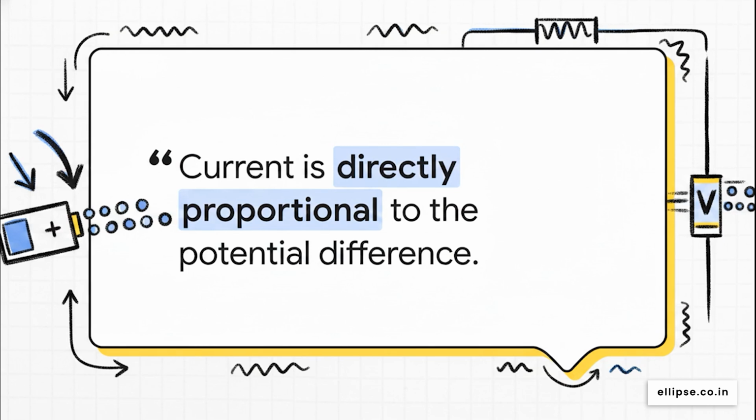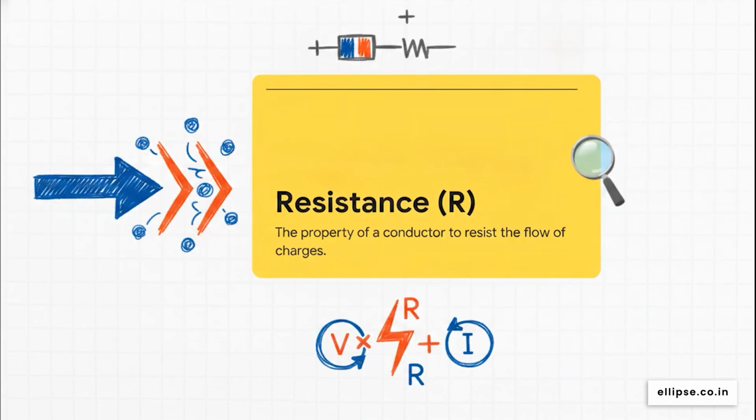What does that actually mean in plain English? Basically, the harder the battery pushes, the faster the charges flow. But they don't flow infinitely fast, right? And that introduces resistance, which we represent with the letter R. Resistance is basically the property of a conductor to resist or oppose the flow of charges. And from Ohm's law, we derive arguably the most famous equation in basic electronics. V equals I times R. Voltage equals current multiplied by resistance.